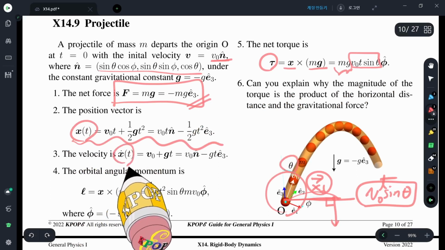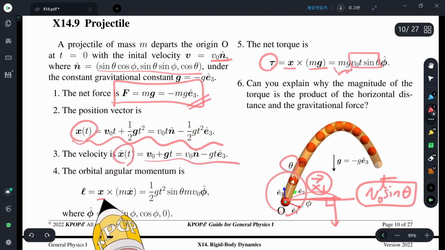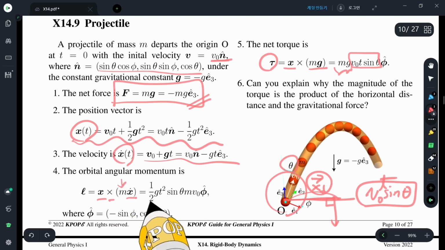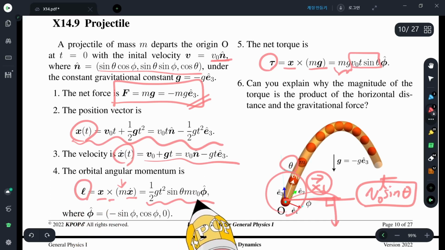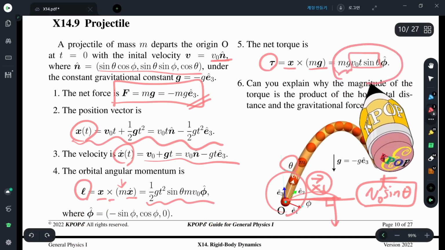Position and velocity can be computed. Take the position cross product with the velocity multiplied by mass m. Then you will find the answer for the angular momentum, and if you take the time derivative, the answer is exactly the same as this.